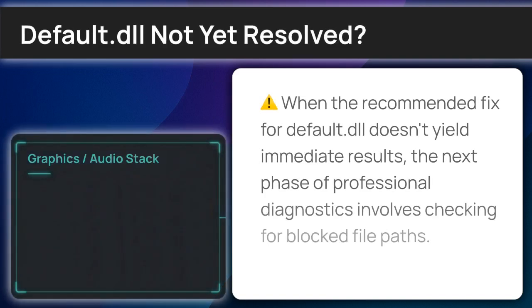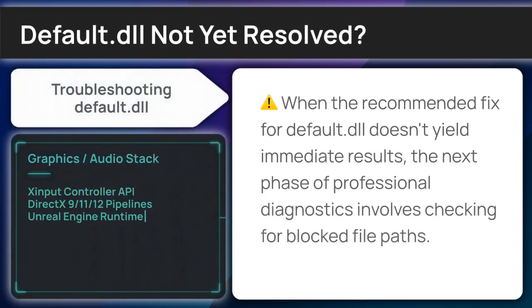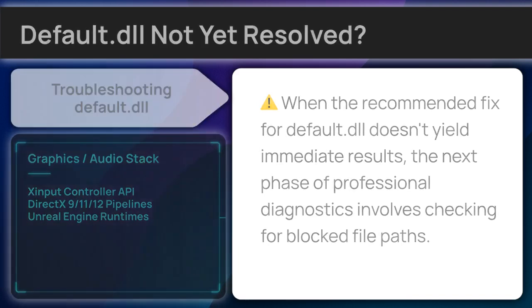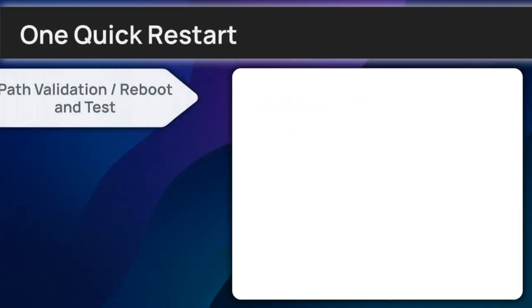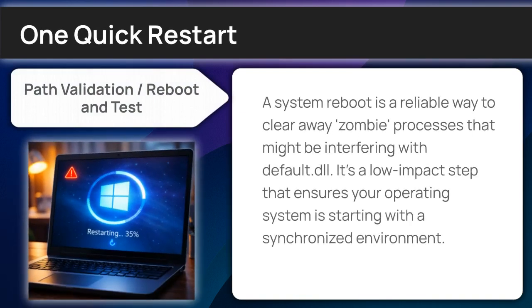Should the file remain missing after a reinstall, we need to ensure that the operating system is forced to re-index its shared library paths. A full system restart ensures that no background processes are currently locking the default library file. A fresh boot allows Windows to reinitialize its library map from a clean state.